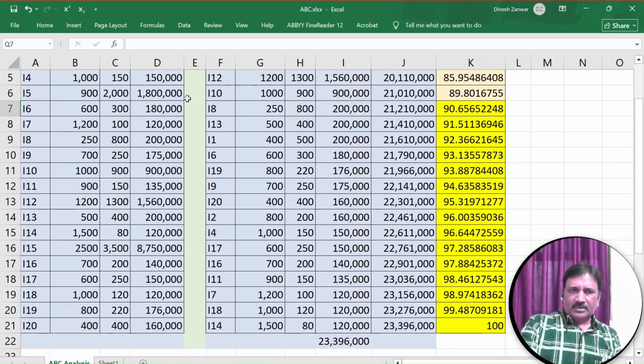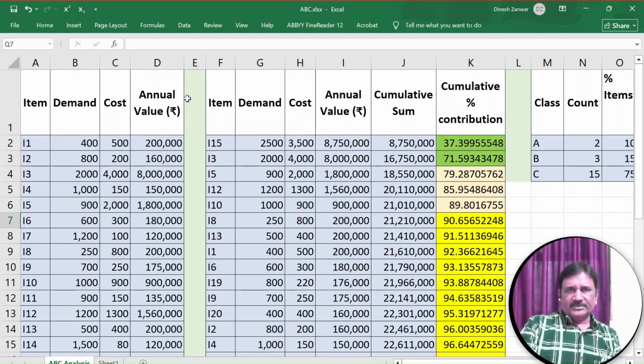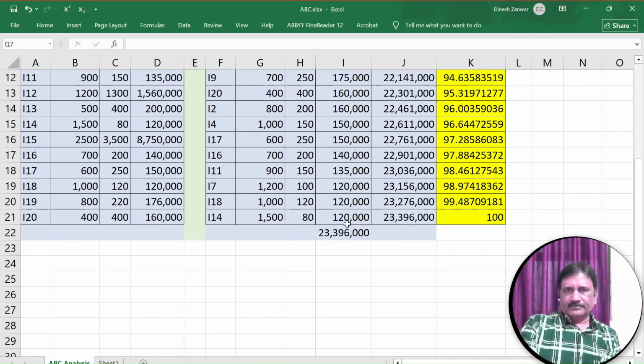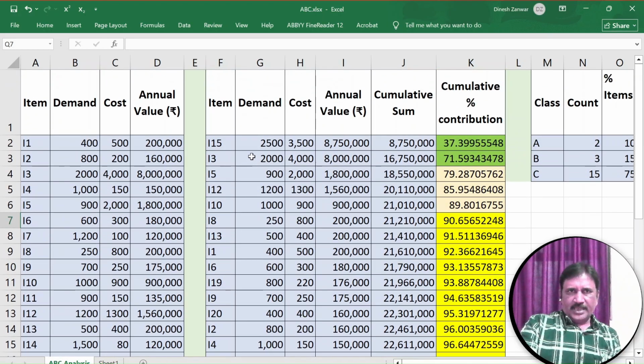Now we'll be sorting this on the basis of annual consumption value, highest at the top and lowest at the bottom. This is the same data in columns F, G, H, and I. The data is the same as that in A, B, C, D columns respectively, but this data is sorted on the basis of annual consumption, right? Now what we will be doing with this sorted data, we will be doing the sum.